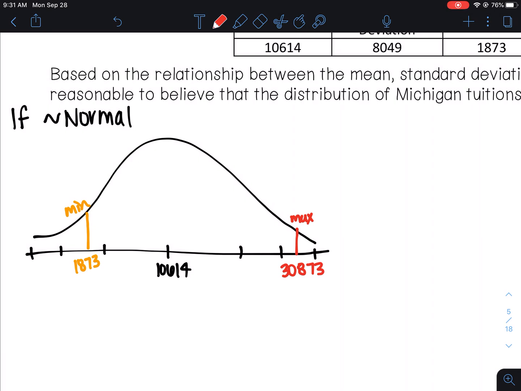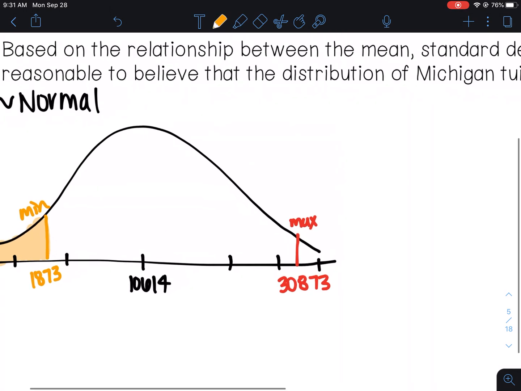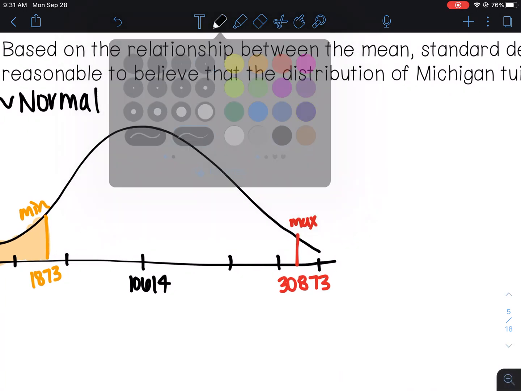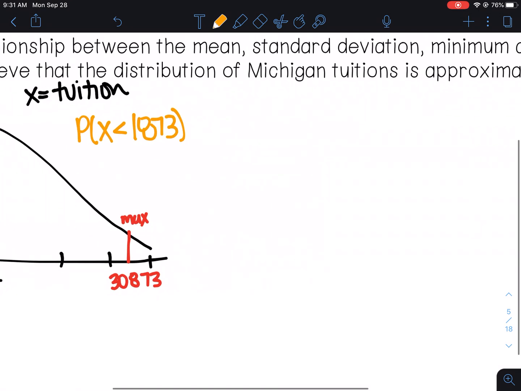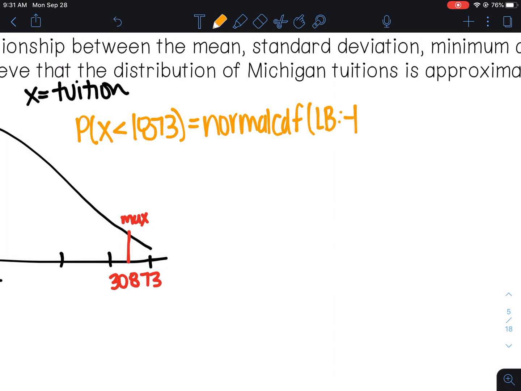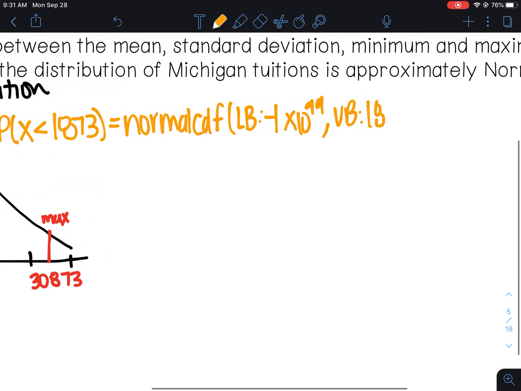So what I can do is find the probability that a value falls below right here. What percent of values should fall below right there? That's what I want to figure out. So I'm going to define X as college tuition, or just tuition. Then I'm going to write a probability statement: the probability that X is less than 1873. And I'm going to do my normal calculation. So I'll have normalcdf, labeling everything. My lower bound, because it's a left-tailed problem, will be negative 1 times 10 to the 99. My upper bound will be that value, 1873.